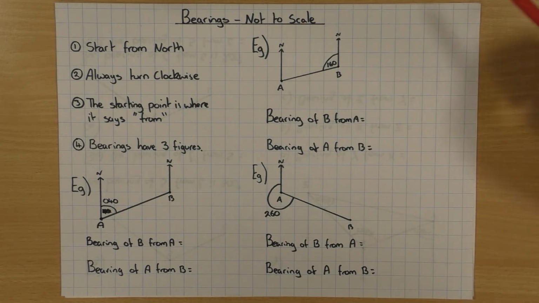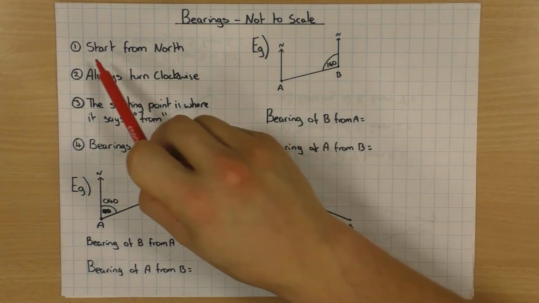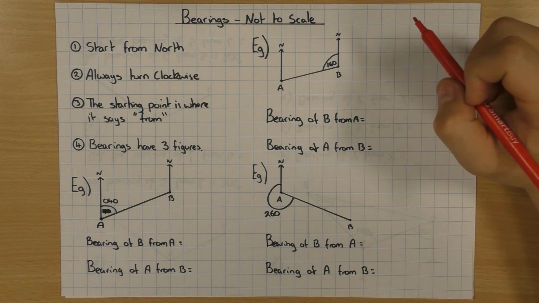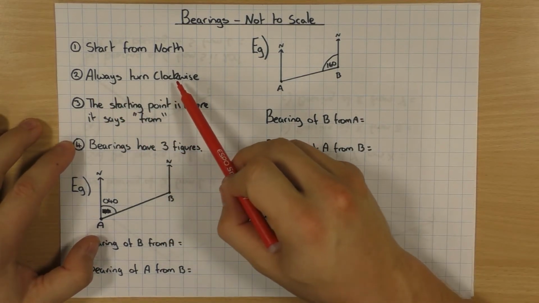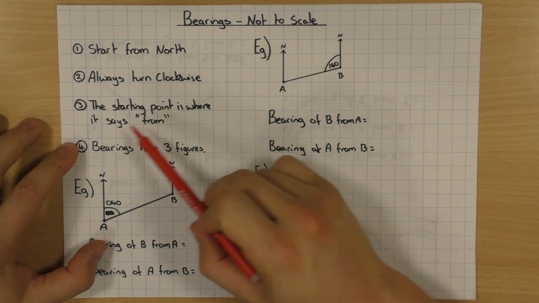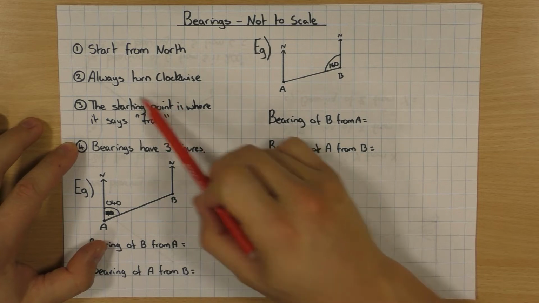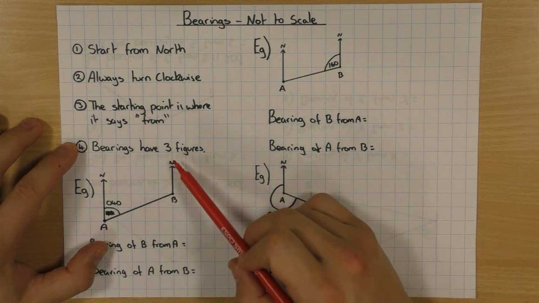But before we get started, there's 4 things you must remember when dealing with bearings. The first one is that we always start from north. The second one is we always go clockwise. The third one is the starting point is always where it says from. If that doesn't quite make sense, it'll be clear in a minute. And the last one is bearings always have 3 figures.